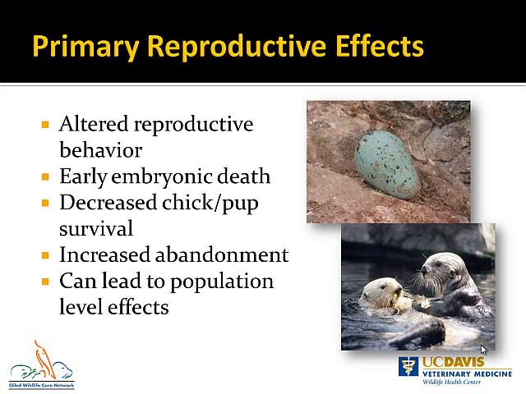Primary reproductive effects, there's also quite a few of those. We find that some of the animals that have been exposed to petroleum products have an altered reproductive behavior. There's early embryonic death associated with this, decreased chick and pup survival, increased abandonment, and eventually all of these factors combined can lead to population level effects.